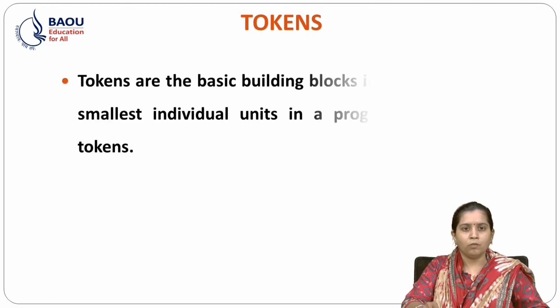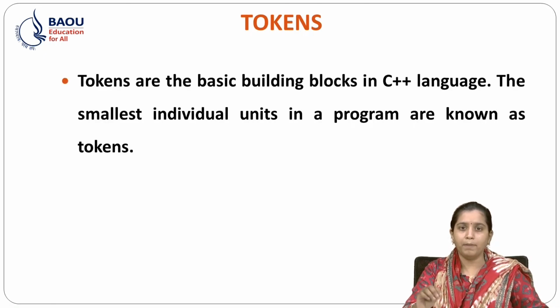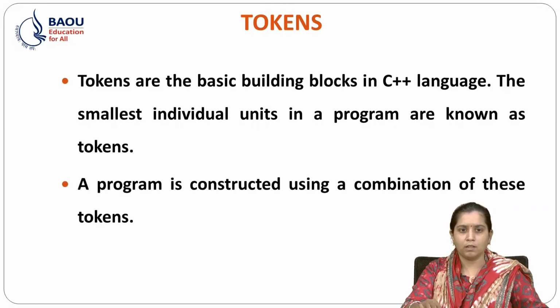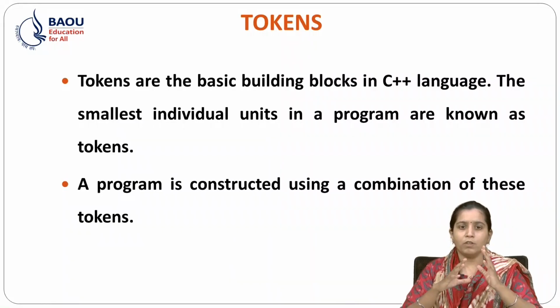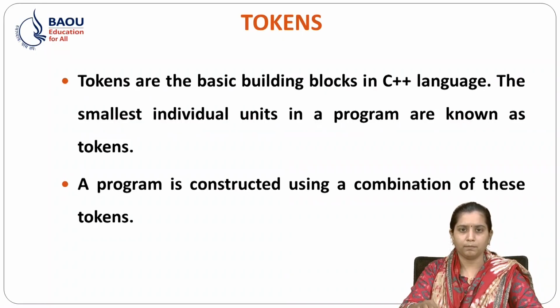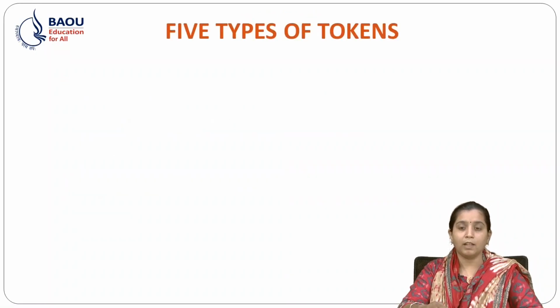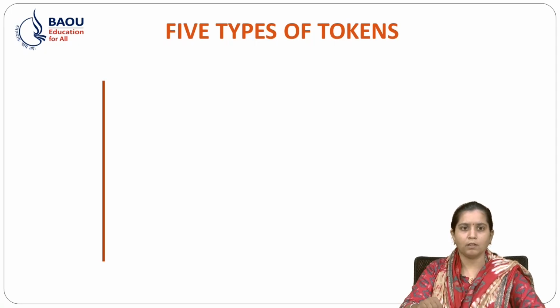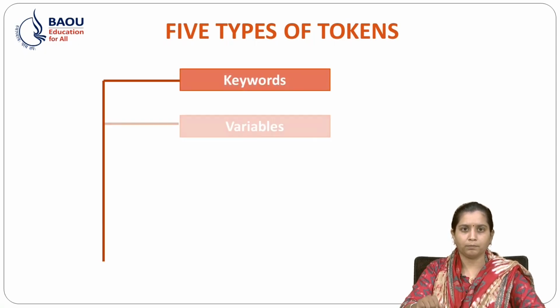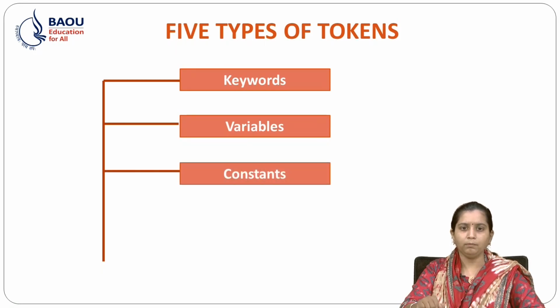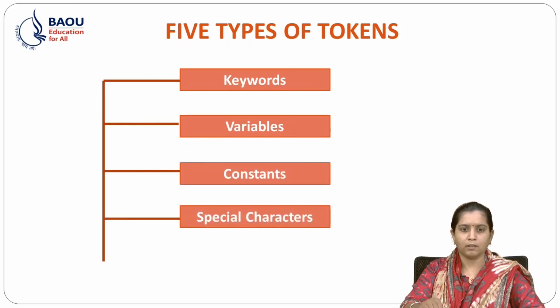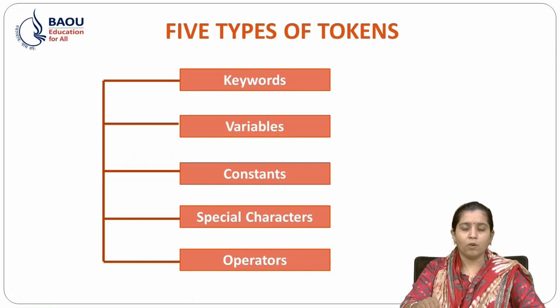Tokens. What is tokens? Tokens are the basic building blocks in C++. The smallest individual units in a program are known as tokens. A program is constructed using a combination of tokens. There are 5 types of tokens: keywords, variables, constants, special characters, and operators.